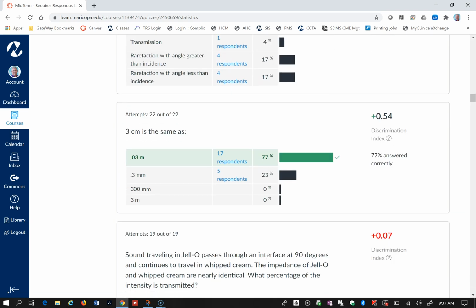All right, next one. 3 centimeters is the same as, again, this is just like the 143 millimeters above. You can calculate it the exact same way. So it is the same as 0.03 meters.